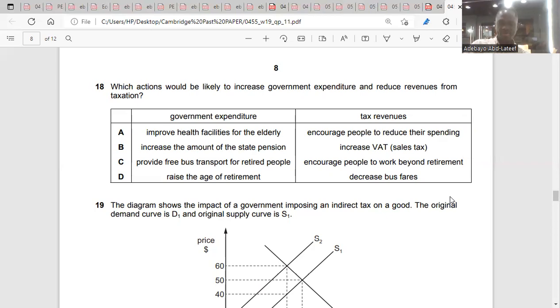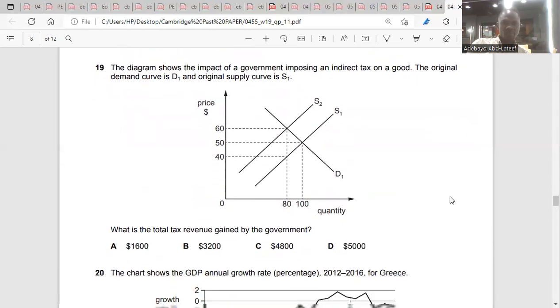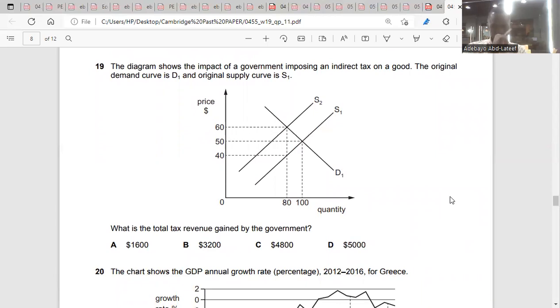Number 19. The diagram shows the impact of government imposing an indirect tax on goods. The original demand curve is D1 and the original supply curve is S1. What is the total tax revenue gained by the government? So the equilibrium was at 50 price, and the quantity is at 100.